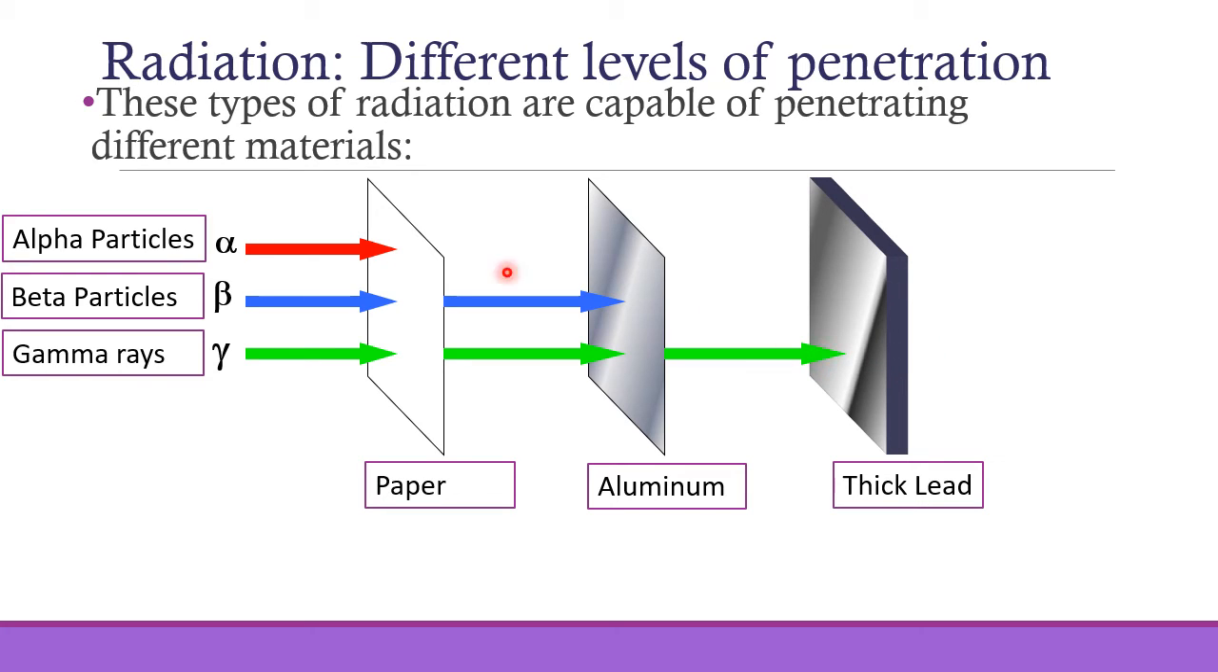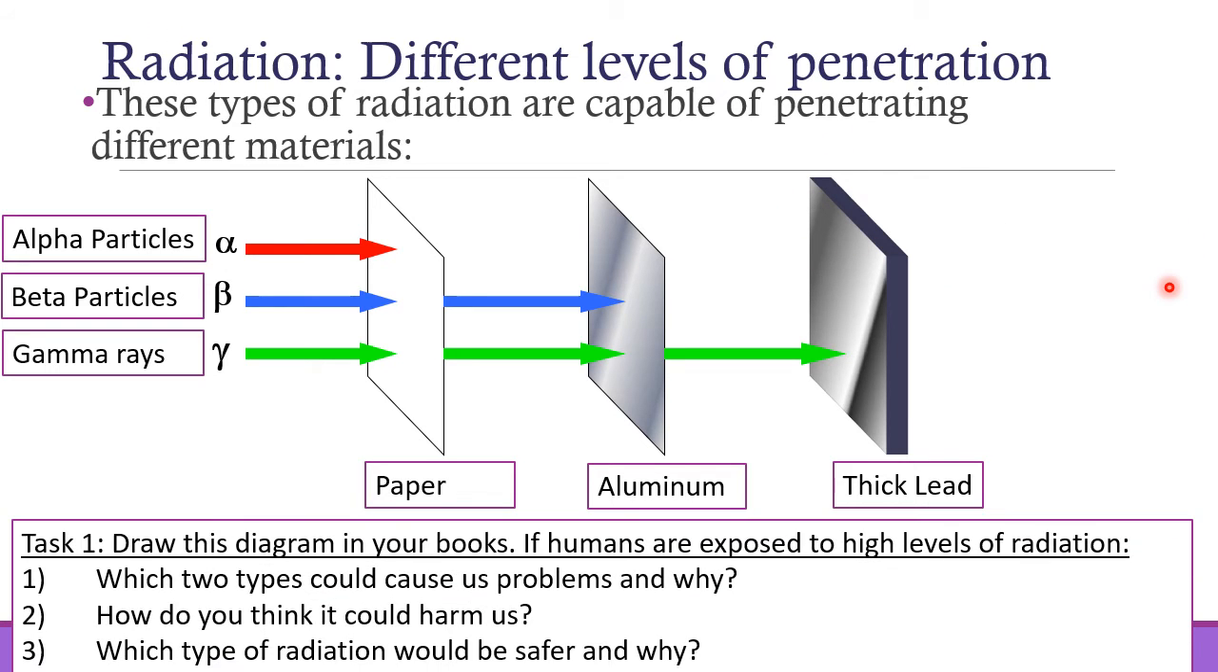Okay. So here we can see that some dangers can be posed by these different levels of radiation. And can we think of what dangers could be posed? So this is where the task comes into play. Okay, so first of all, I would like you to draw our diagram here, showing what levels of thickness of materials can stop each example of our radiation.